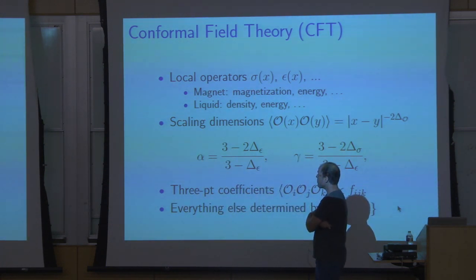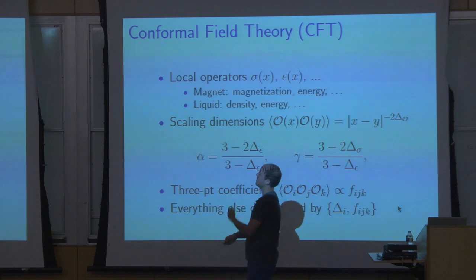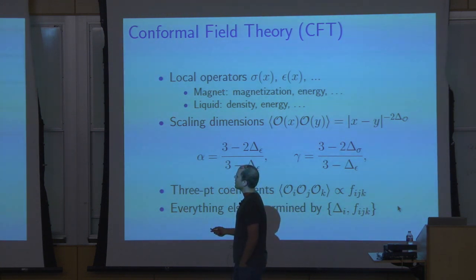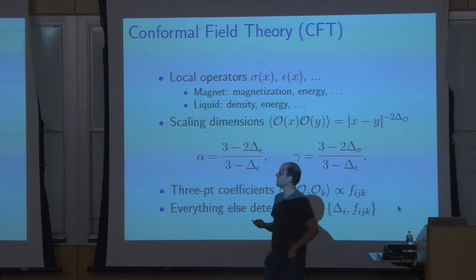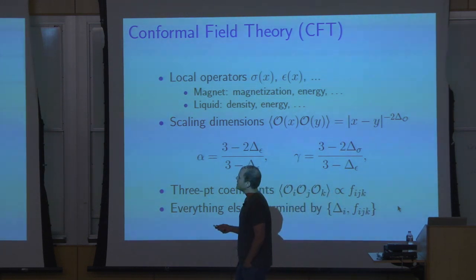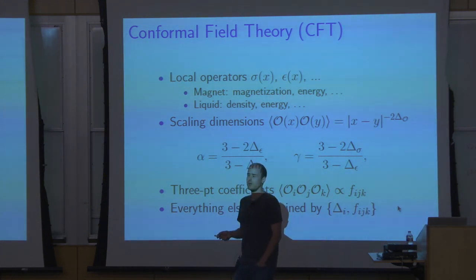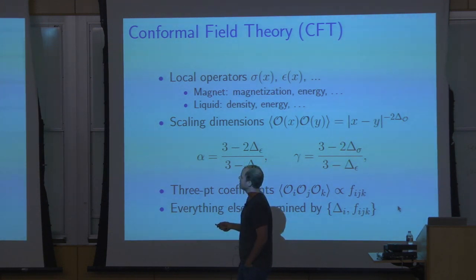A conformal field theory has a few different things in it. One thing that it has is local operators. Local operators are basically the different types of measurements that you can make that are associated with a point. For example, in the case of a magnet, we could measure the magnetization at a point, or we could measure the energy density at a point. And in a liquid, we might measure the density of the liquid at a point or the energy density at a point. And actually, there are many, many other things that you might like to measure.